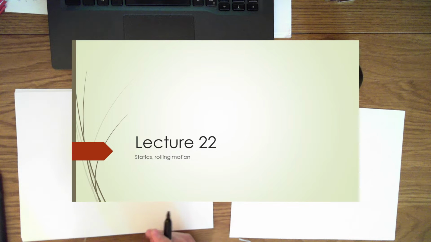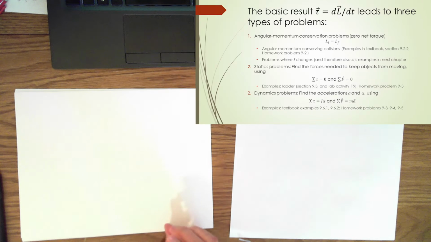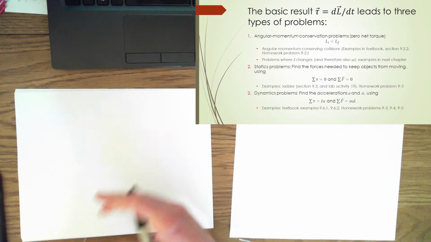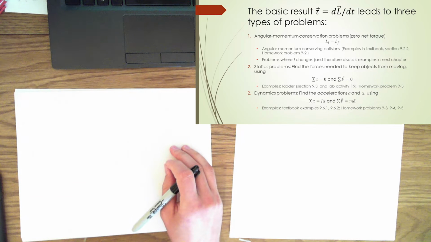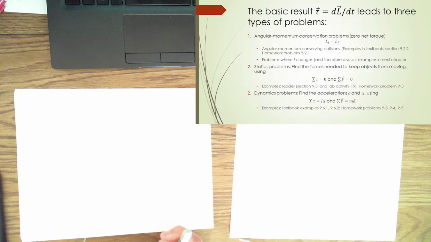and angular momentum. To get started, this slide shows an overview of the kinds of problems that we deal with when we're talking about torque and angular momentum. And all these different approaches here, which should be 1, 2, and 3, stem from, or can be derived from, this basic relationship of the torque being equal to the change in angular momentum with respect to time. So tau equals dL/dt.